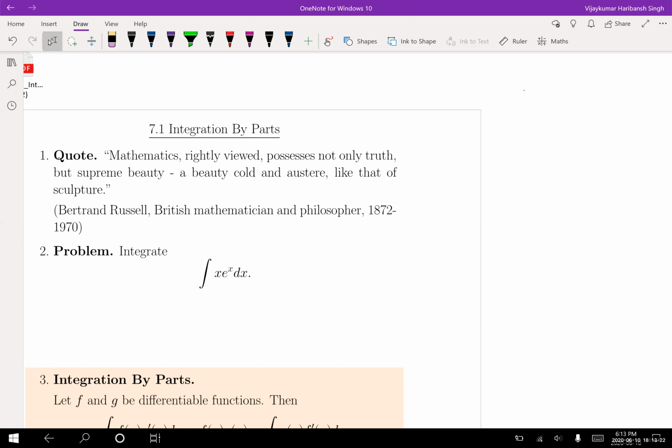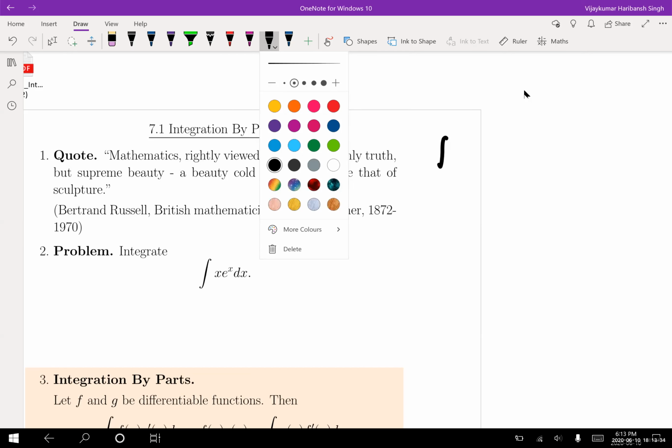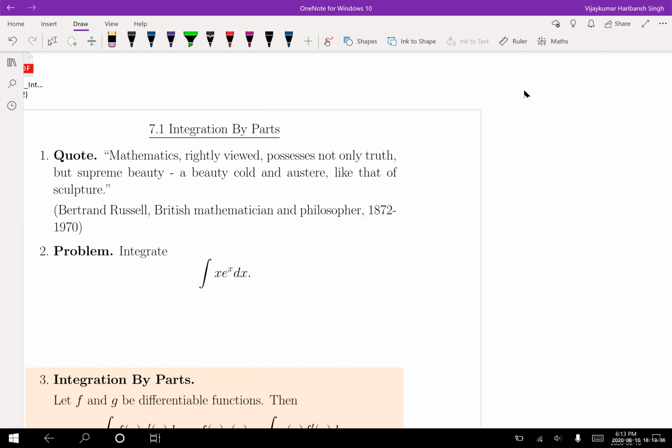Today we'll discuss integration by parts. This is another technique for integration. So the idea is the following. Note that the integral of dv is v, and of course v plus c, but one of the integrals is v.